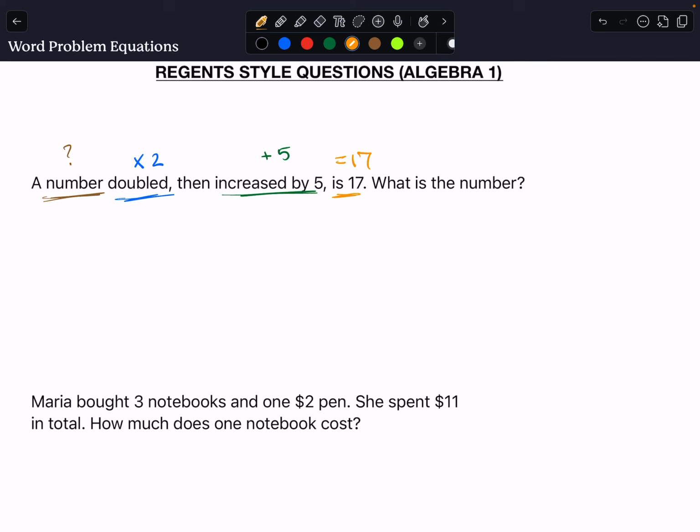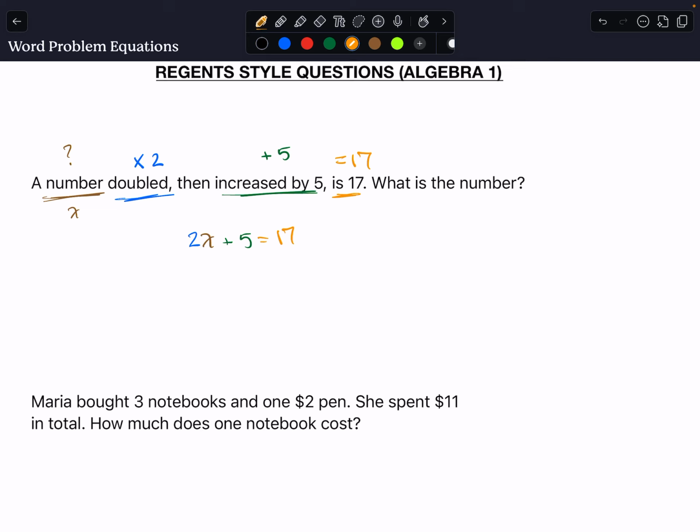When we don't know a variable, we don't know what the number is, we usually have a placeholder where we can label it with the letters X, Y, A, and that sort. In this example, I'll use the variable X. So X, or our number, is doubled, times 2, then it's being added by 5, and it's equal, or is, 17. This is our equation for this question.